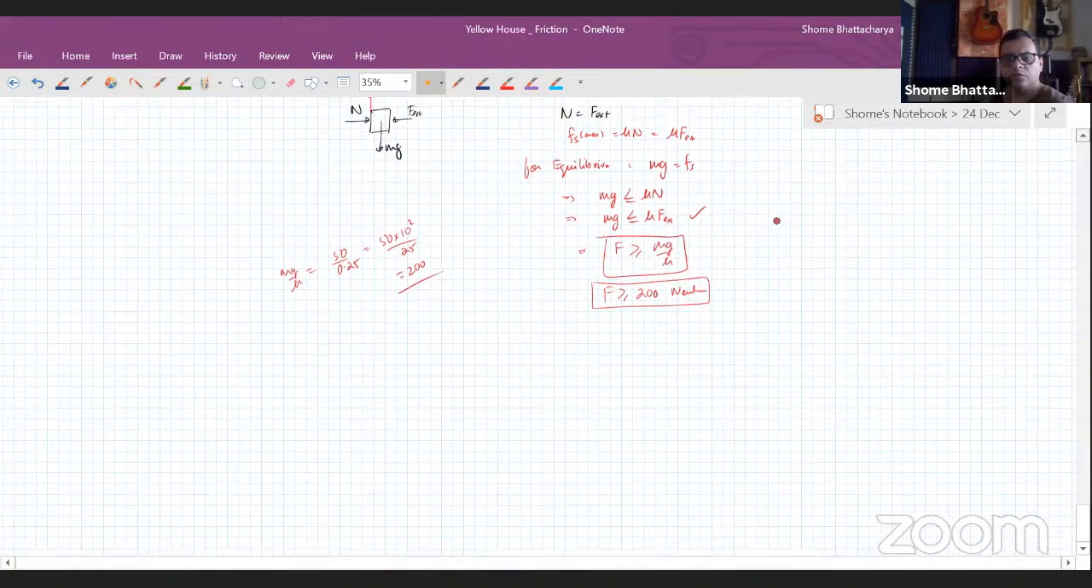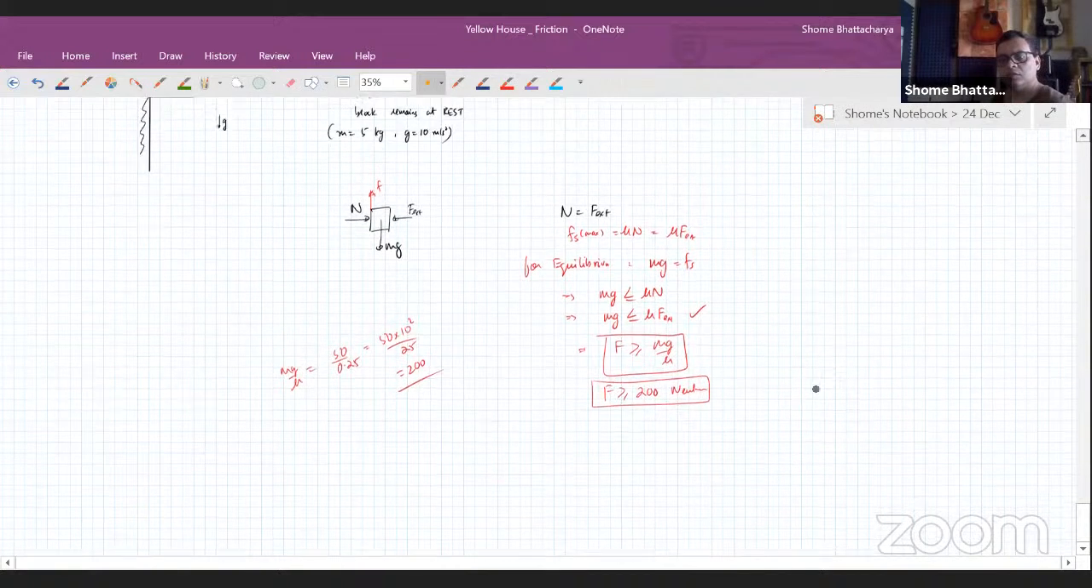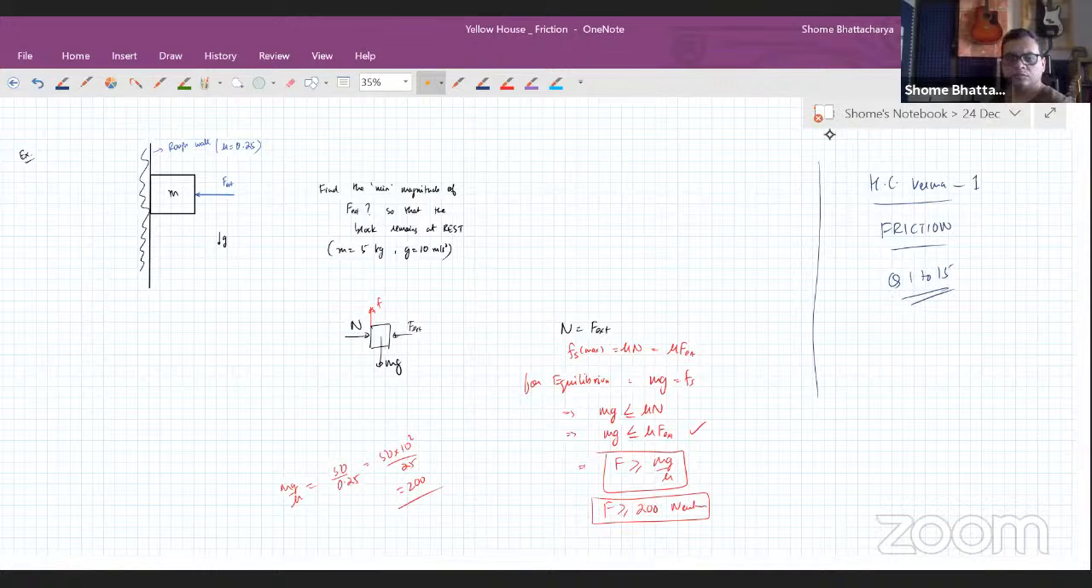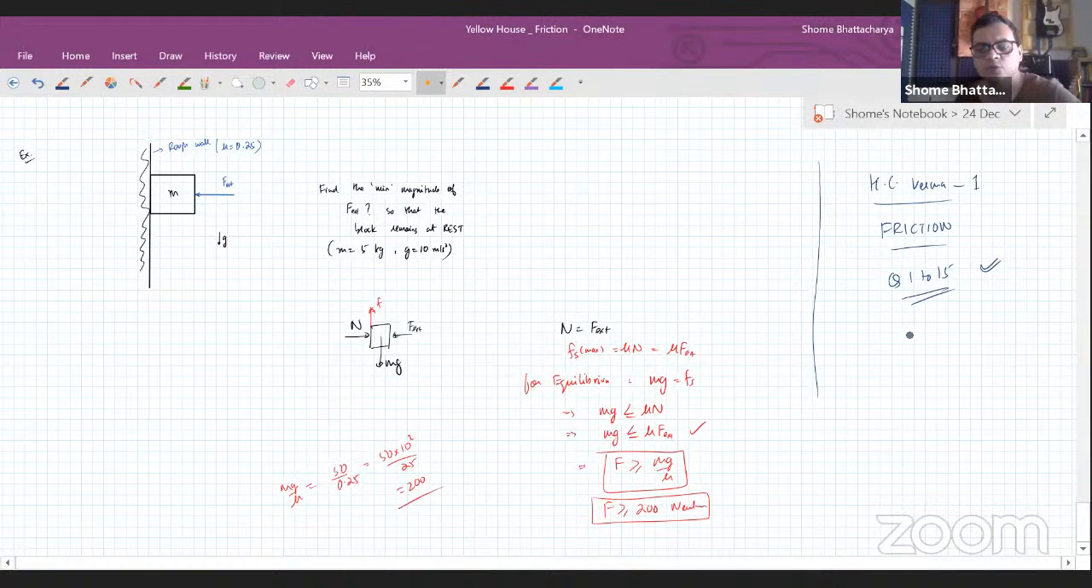So please start working on questions from HCV, friction chapter. Questions 1 to 15. So please make sure you attempt these questions before the next lecture. And also anything pending from Newton's laws should be completed. You can also start doing questions from your module exercises and start going through the solved examples in the module, the illustrated examples.